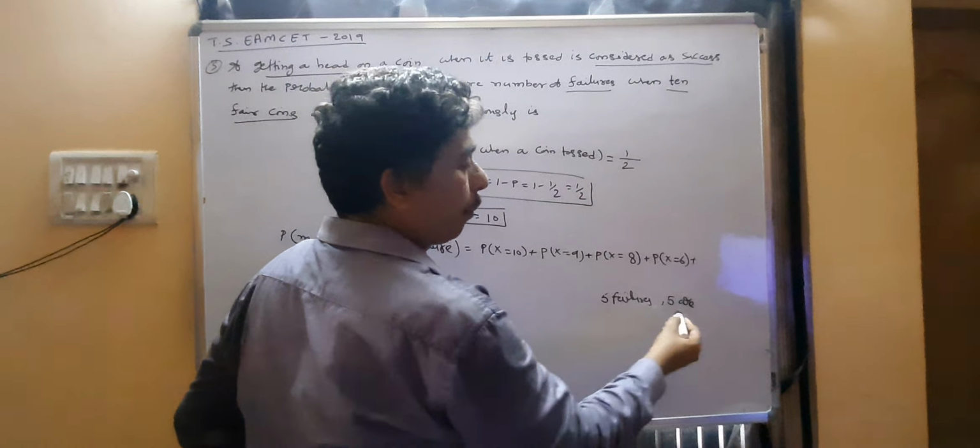So 10C10, n is 10, 1 by 2 whole power 10, plus 10C9, 1 by 2 whole power 9, plus 10C8, 1 by 2 whole power 8, up to 10C6, 1 by 2 whole power 10. So 1 by 2 whole power 10 is common.